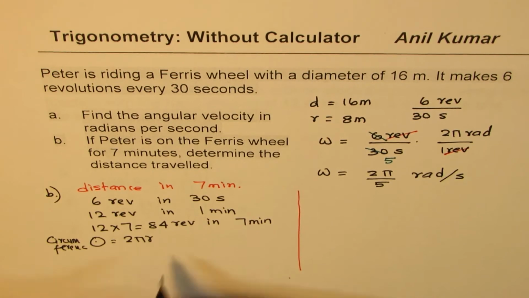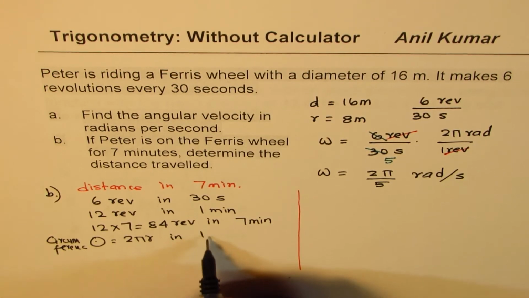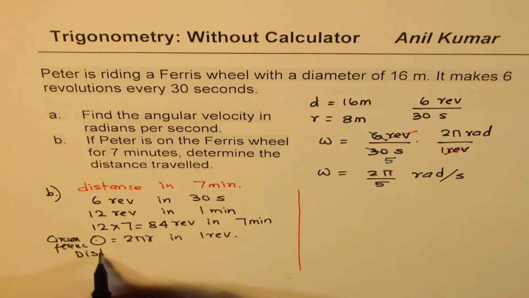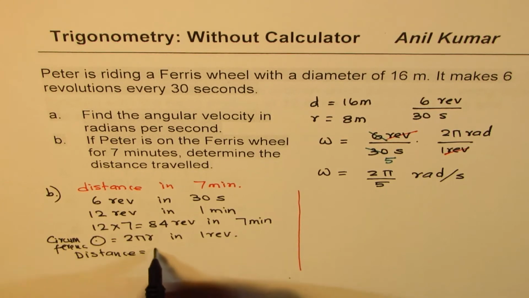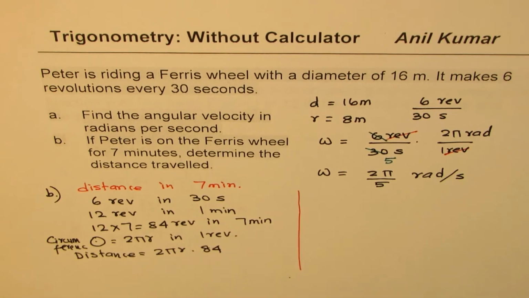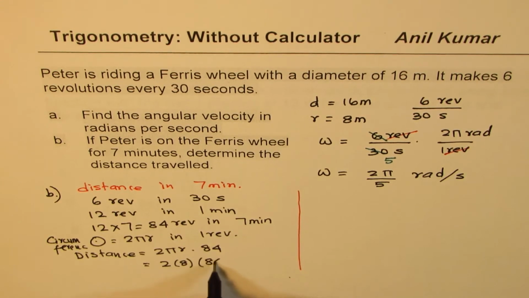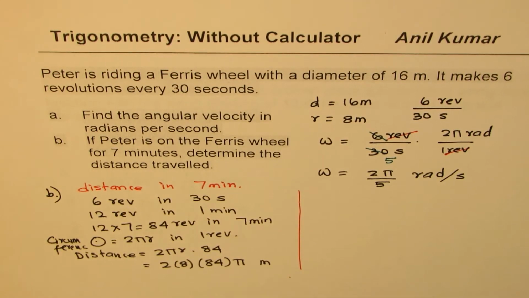So circumference is 2 pi r, which is in 1 revolution. Is it okay? So in 84 revolutions, distance traveled will be 2 pi r times 84. Does it make sense to you? So that is one way of doing it. R we know is 8, correct? So we can multiply all these numbers, which is 2 times, let me write pi at the end, 2 times 8 times 84 pi. And the units will be in meters. Perfect. So that becomes one answer.